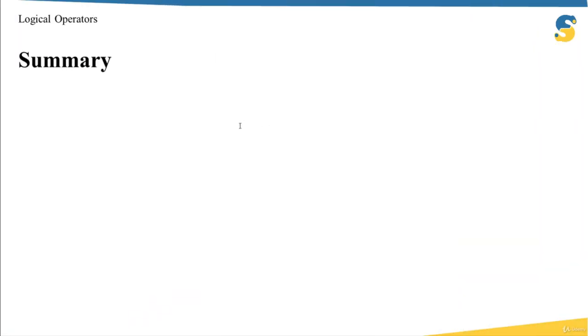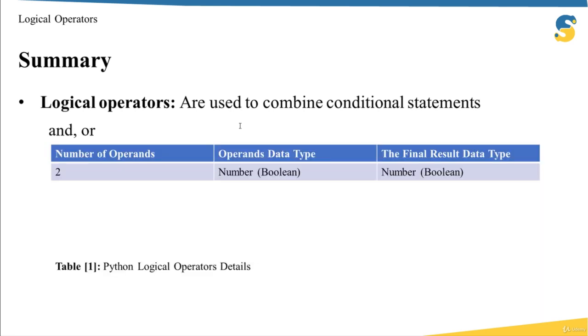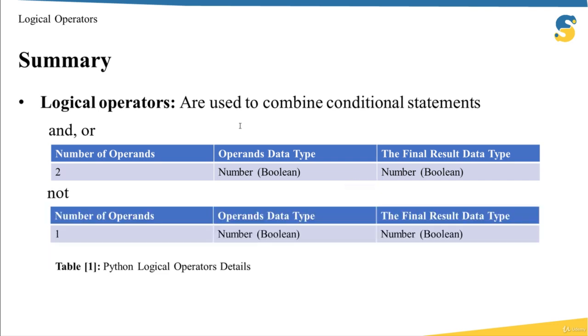Now let me summarize what we have learned in this lecture. First of all, logical operators have been defined as operators used to combine conditional statements, which usually give me true or false values. We saw AND and OR, and as we saw, these operators take two operands, and these operands should be Boolean, and the final result after the operator is executed is Boolean. We saw also NOT, which takes only one operand, and this operand should be Boolean in this case, and the result is also a Boolean value.